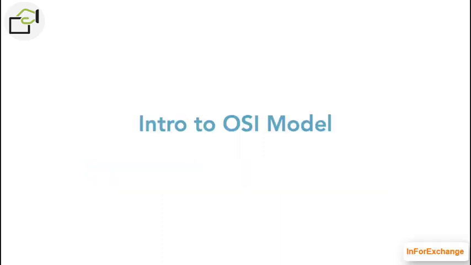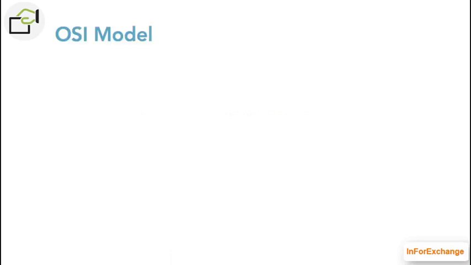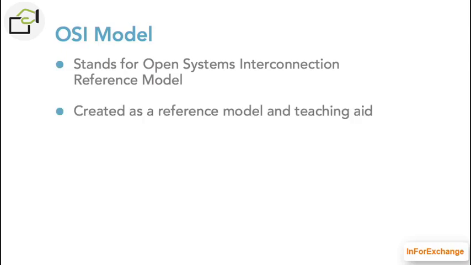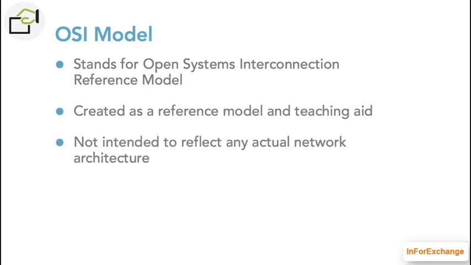The next major topic I want to discuss is the OSI model. The OSI model stands for Open Systems Interconnect Reference Model. The OSI model was created initially as a reference model and teaching aid to help students and other people learn how protocols and networks all work together to carry out the job of moving data from one end of the network to the other. It was never intended to actually reflect any actual networking architectures.